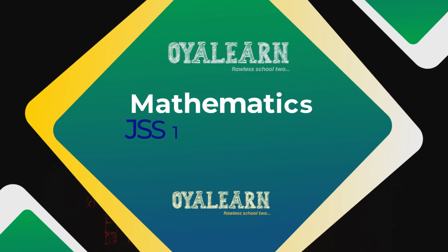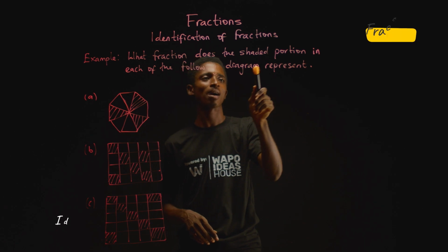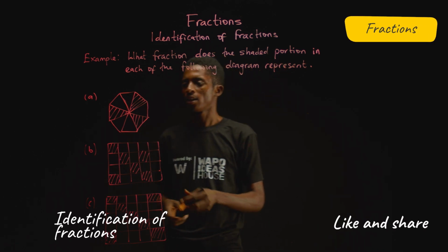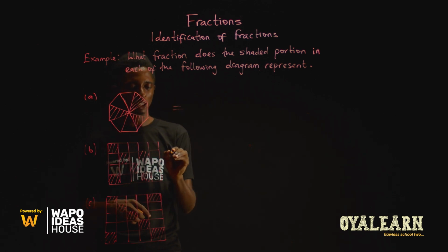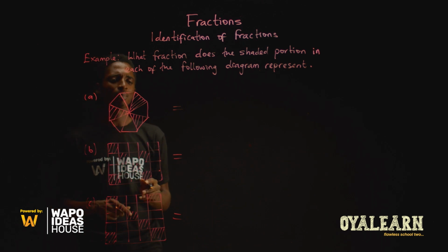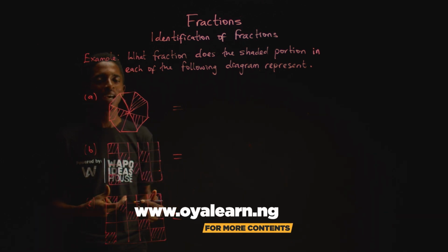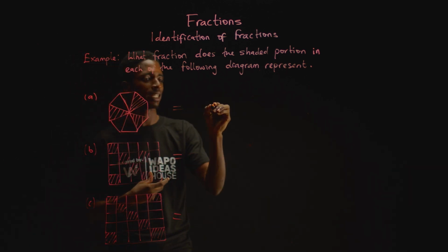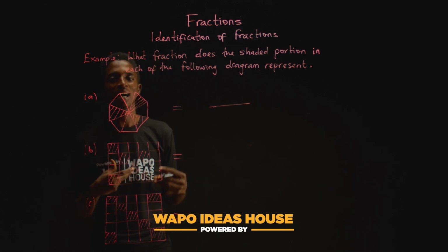What fraction does the shaded portion in each of the following diagrams represent? We have 3 diagrams here. Let's find the fraction of the portions shaded. In the first diagram, we count the number of equal parts that it has been divided into and then write that as our denominator. And then the number of parts shaded is our numerator.